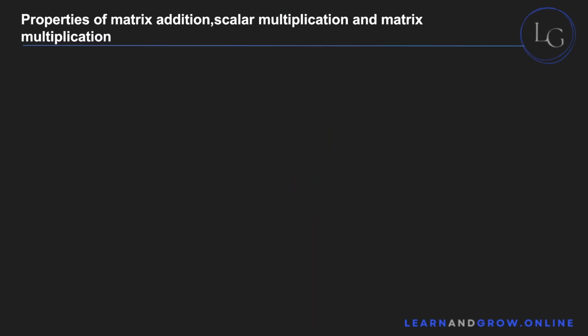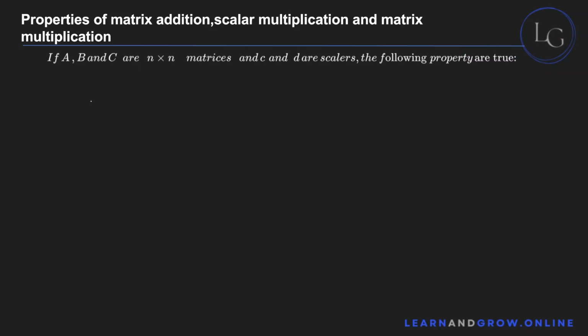Properties of matrix addition, scalar multiplication, and matrix multiplication. So we'll have uppercase A, B, and C, three matrices that are of the order n by n, so n number of rows and n number of columns. And we'll also have lowercase c and lowercase d as two scalars. So the following properties are true for these. Number one, the commutative property with regards to addition.